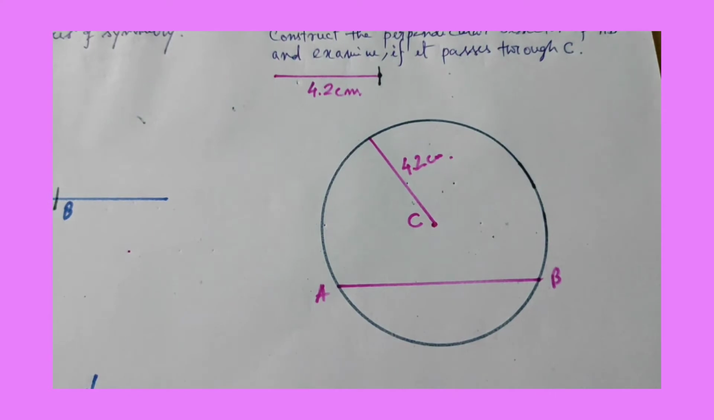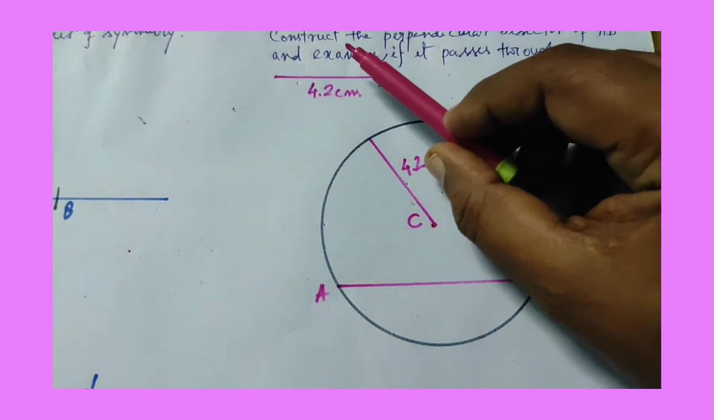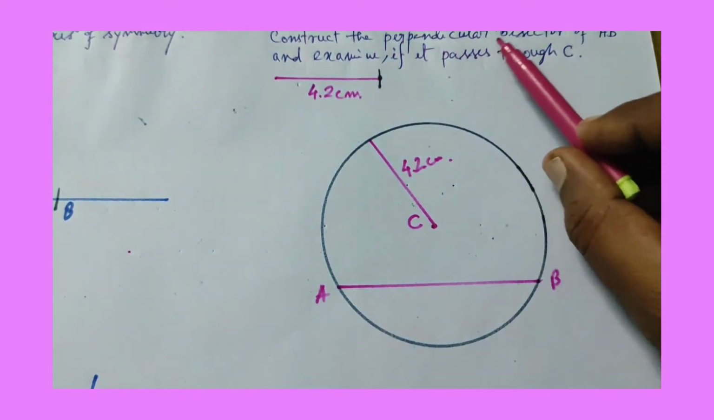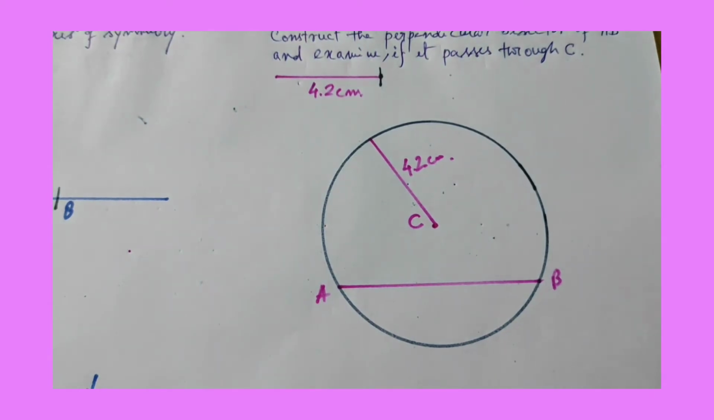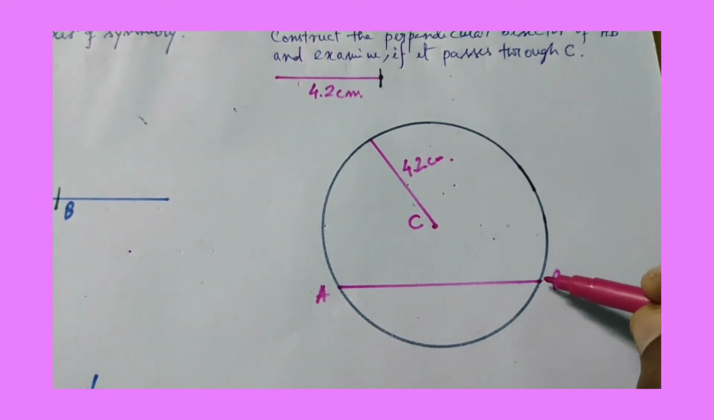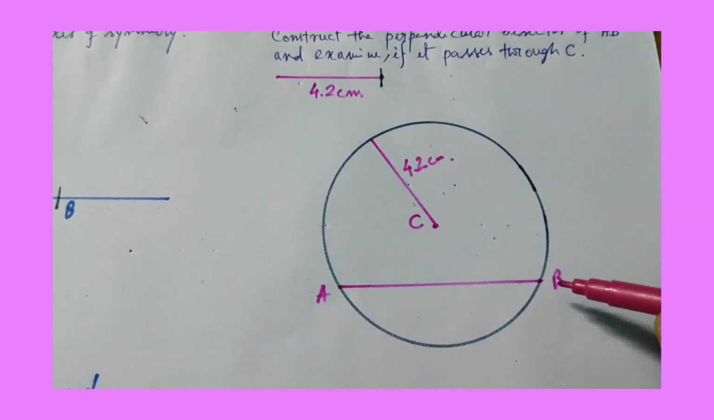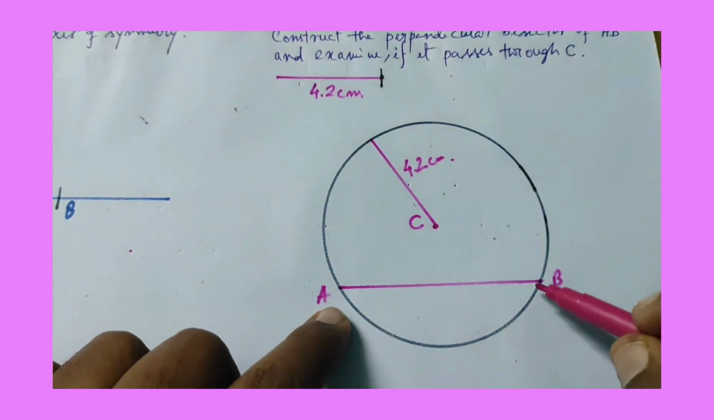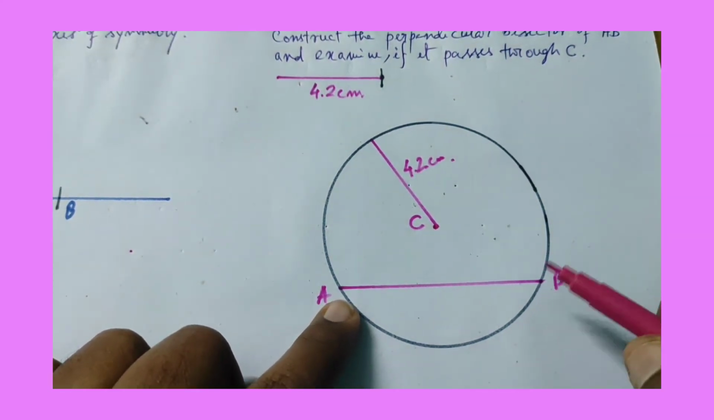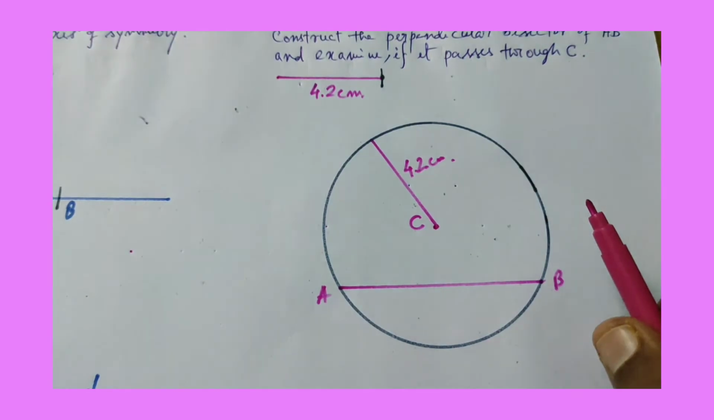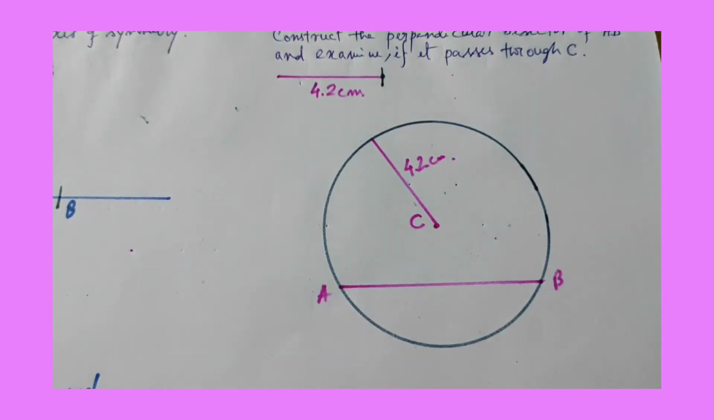Now the next part, it is given that construct the perpendicular bisector of AB. So now we will draw a perpendicular bisector. It is not a perpendicular bisector, if I use the word a, it is wrong. So it will be actually the perpendicular bisector. So perpendicular bisector for a given line segment is only one and only one. So now let us draw the perpendicular bisector of AB.